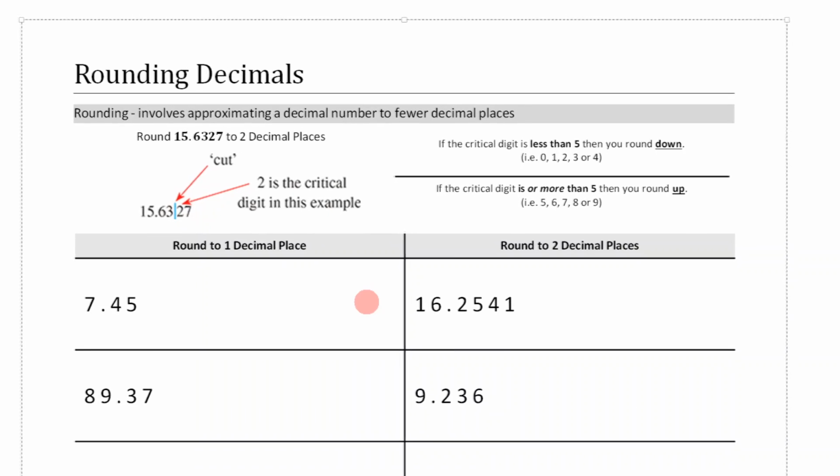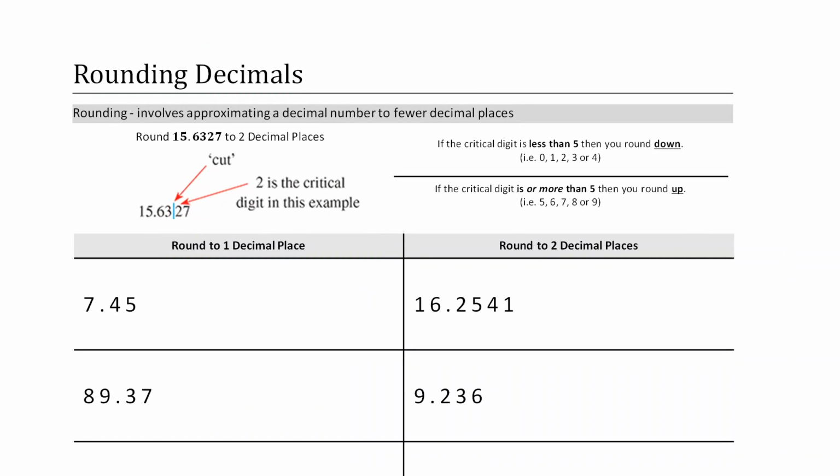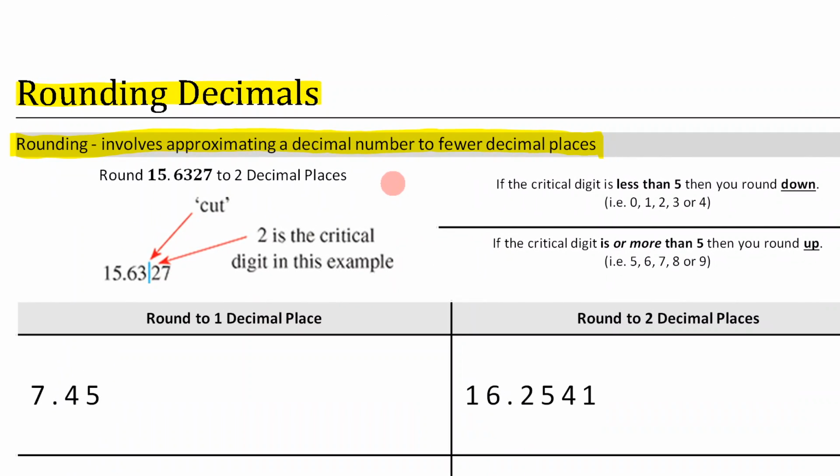Okay, so in this lesson, we're going to go through rounding decimals. So what is rounding? Rounding involves approximating a decimal number to fewer decimal places. So if I have this question before me, it says round 15.6327 to 2 decimal places. Well, at the moment, this number has 1, 2, 3, 4 decimal places. What I want to do is round it down to just have 2 decimal places.